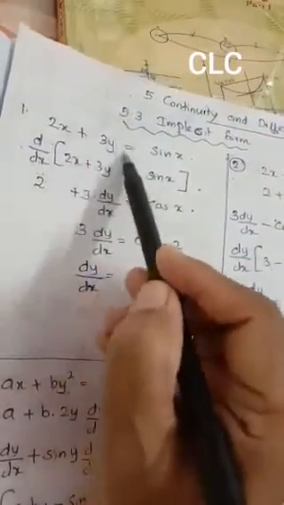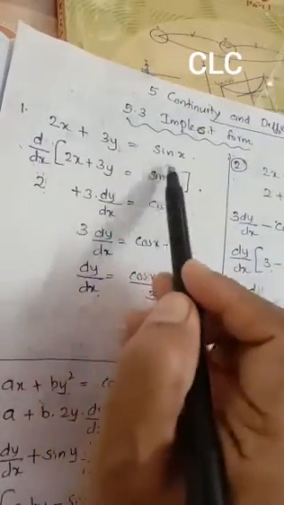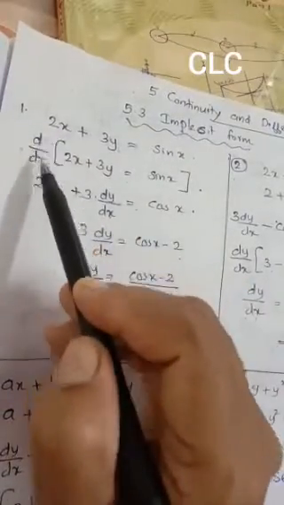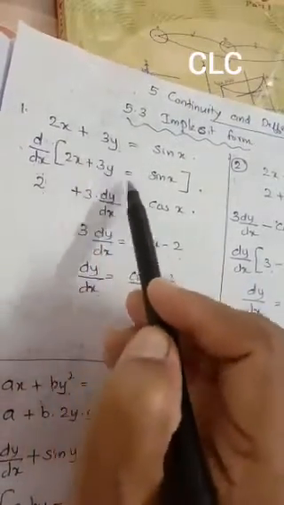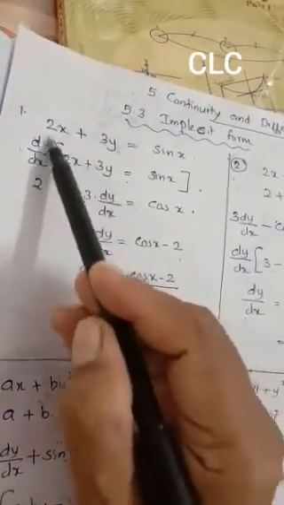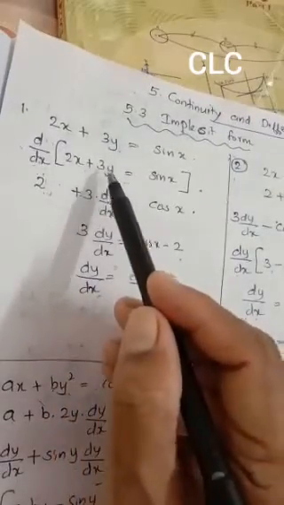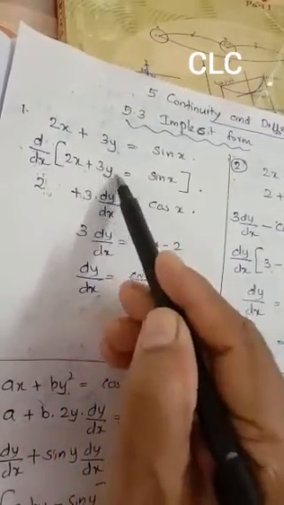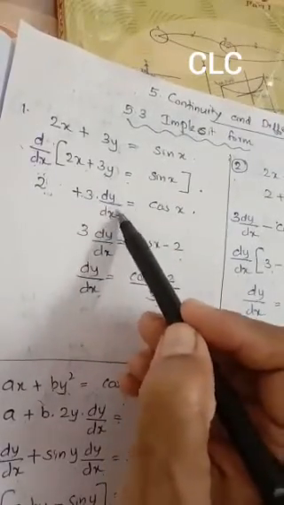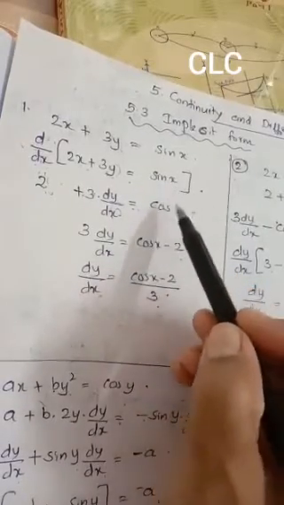2x plus 3y is equal to sin x. So what we have to do, we have to take the derivative of the whole equation. So d by dx of 2x plus 3y is equal to sin x. The derivative of 2x is 2, plus the derivative of 3y is 3, and what is the derivative of y? dy by dx, because we are doing it with respect to x, which is equal to the derivative of sin x, cos x.